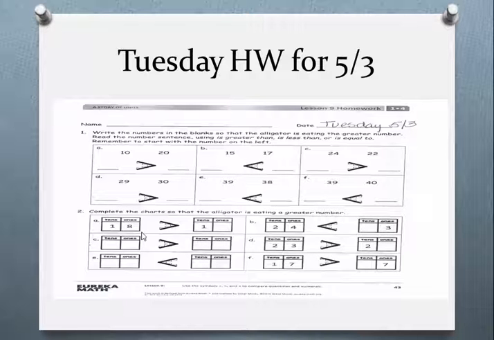Next, for question 2, you are going to compare the 2 charts to show which number is greater. The alligator mouth that is open should be facing the side of the greater number. So 18 is greater than what? 18 is greater than 17 or 16 or 15. Whatever number is smaller than 18 should be written here. So that's how you would do question 2.